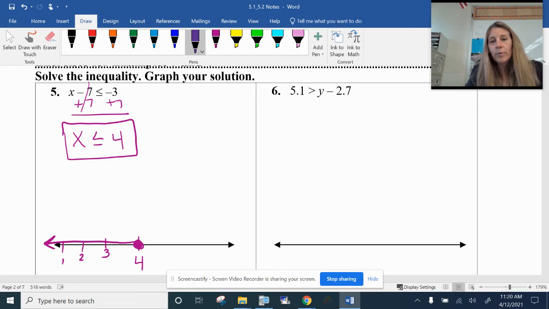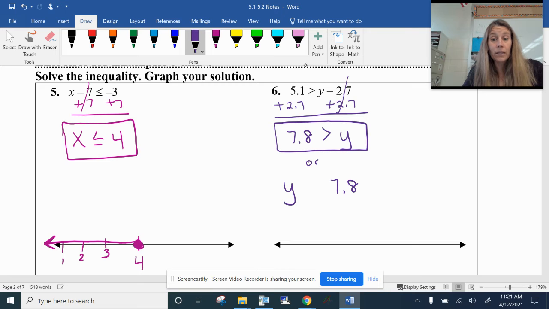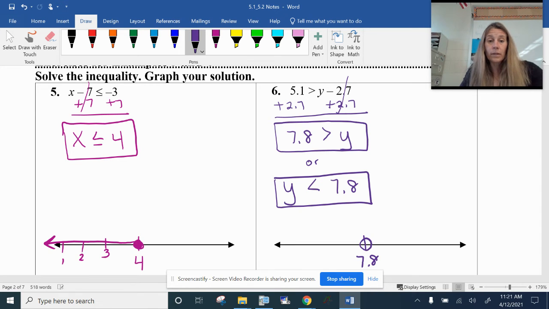The next example, I have a y on the right-hand side that I'm going to isolate. So I'm going to add the 2.7 to each side. So 5.1 and 2.7 is 7.8, and that's greater than y. Now, you may certainly leave your answer like that, or if you want to write it with the variable on the left and the 7.8 on the right, that's fine, but you have to also reverse the direction of that inequality sign. So now my 7.8 with an open circle, since I do not have the equal to line underneath, is going to go right there. And y is less than 7.8, so I'm going to the left.